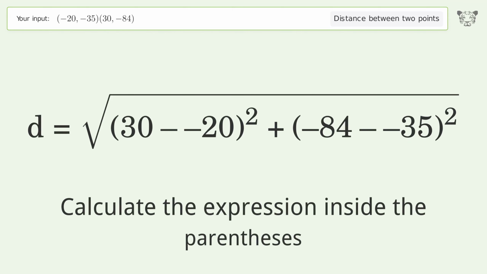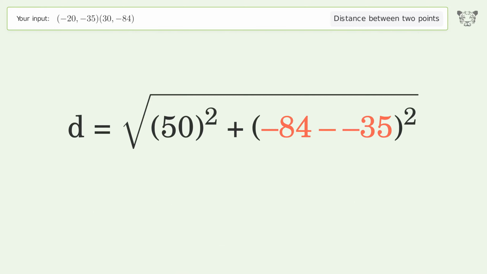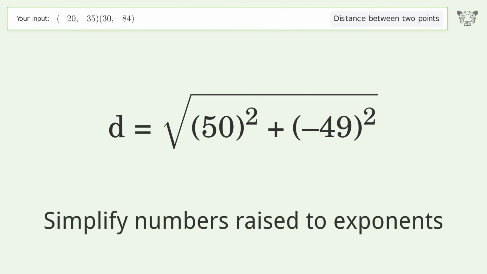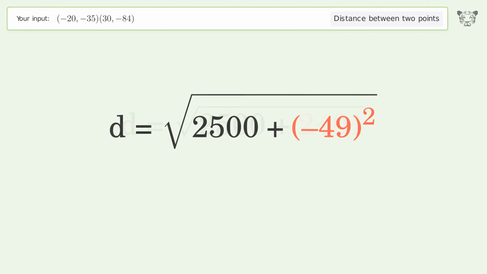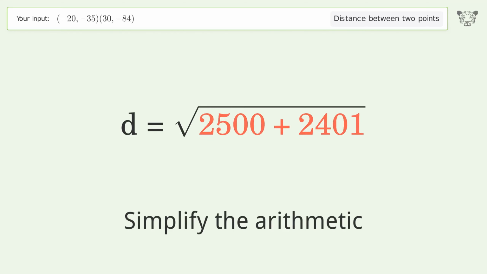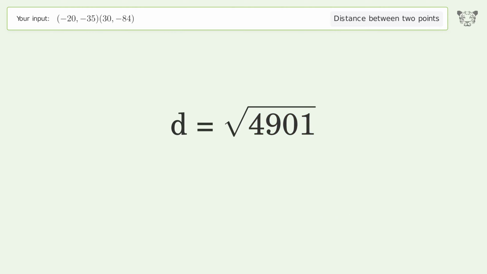Calculate the expression inside the parentheses. Simplify numbers raised to exponents. Simplify the arithmetic. And so the distance between the 2 points is the square root of 4,901, or 70.007.